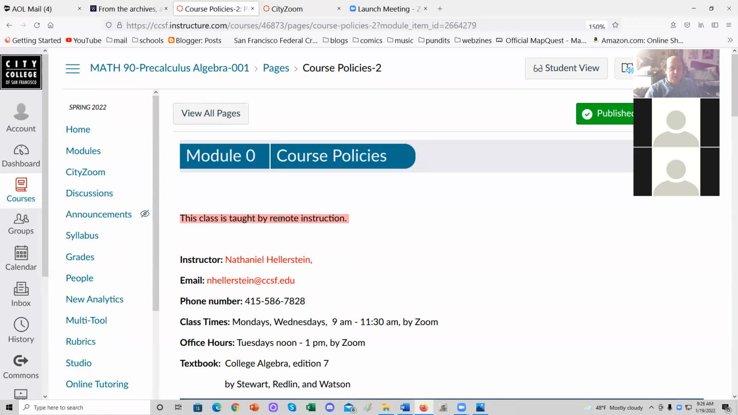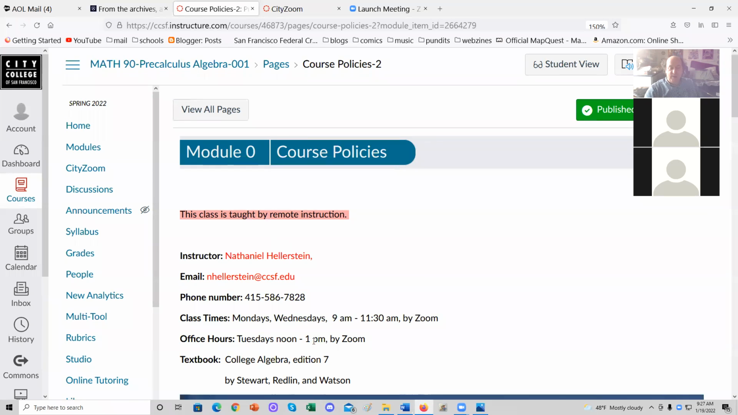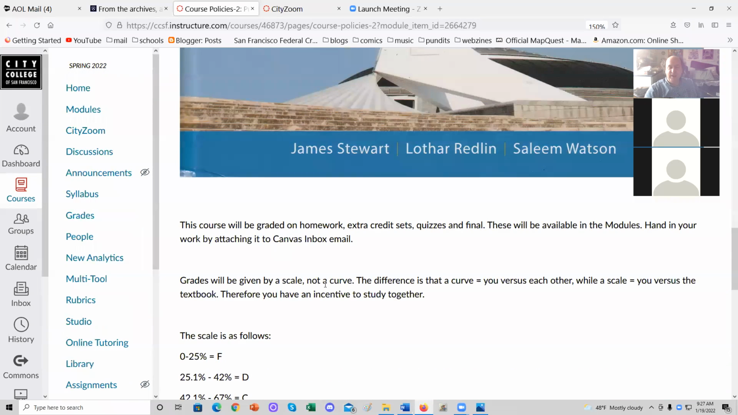Policies. We're taught by remote instruction. It's been almost 2 years that I've been doing this. I frankly confess that I don't miss the commute. I do think it's a little easier to interact with you. People don't speak up as much. Please do so, by the way. But still, here we are. My name, my address, my email, my phone number, when we meet, textbook. Right.